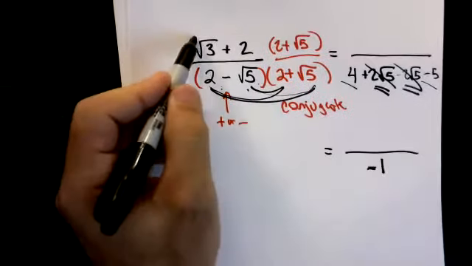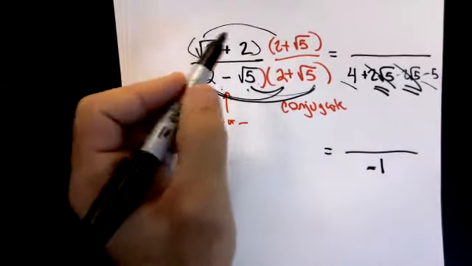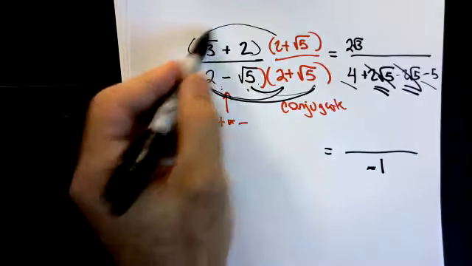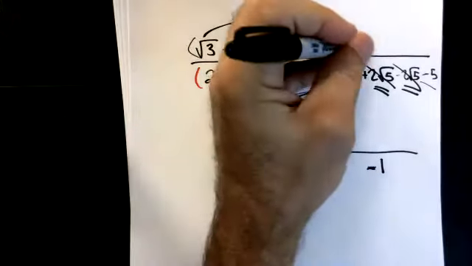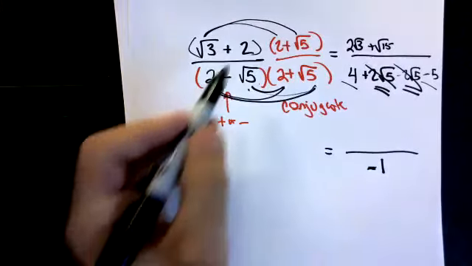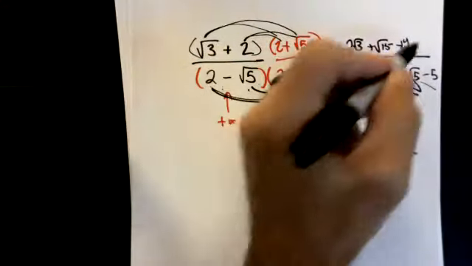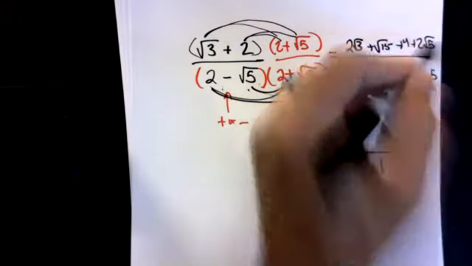Okay, if we do the top, again, we got to distribute. Root of 3 times 2 is 2 roots of 3. Root of 3 times the root of 5 is the root of 15. 2 times 2 is 4. 2 times the root of 5 would be 2 roots of 5.